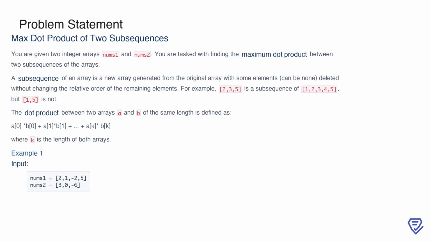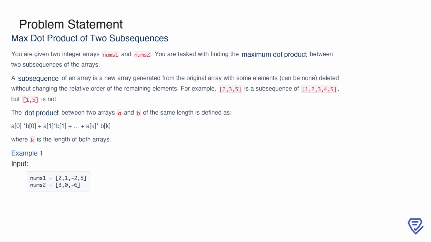In this problem, we are tasked with finding the maximum dot product between two subsequences of two given integer arrays, nums1 and nums2. Now, a subsequence is simply a sequence derived from an array by deleting some or no elements, but crucially, without changing the order of the remaining elements. For instance, 2, 3, 5 is a valid subsequence of 1, 2, 3, 4, 5, but 1, 5 is not, because the relative order is disrupted.